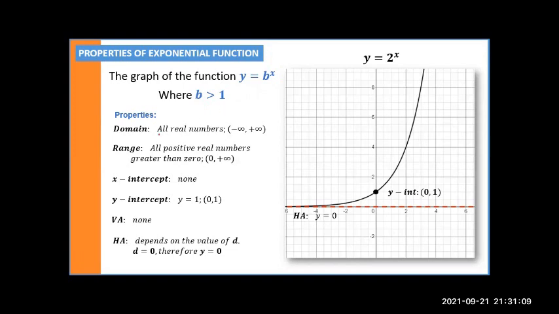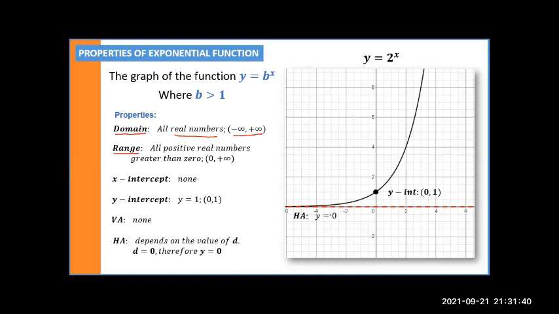So una, all real numbers ang kanyang domain. So that is from negative infinity up to positive infinity. So ito yung statement form, ito yung interval form ng domain. Kasi wala naman tayong vertical asymptote. So walang restriction sa domain. Pero pagdating sa range, meron tayong restriction.